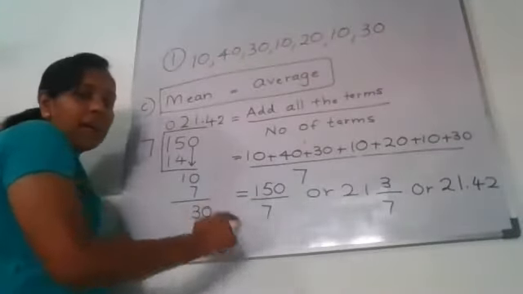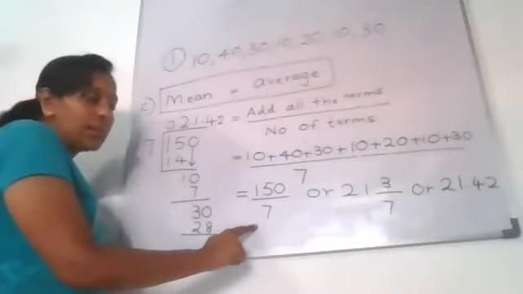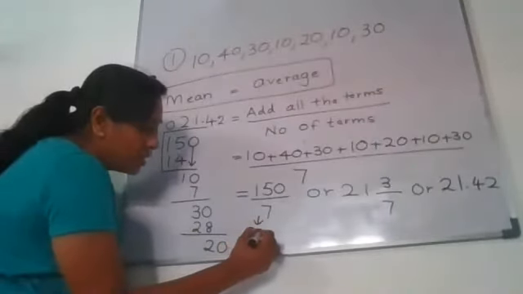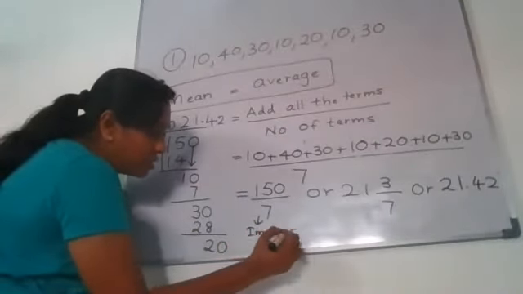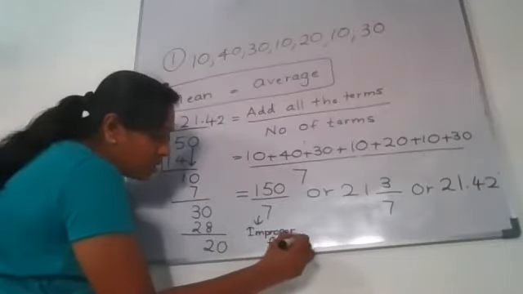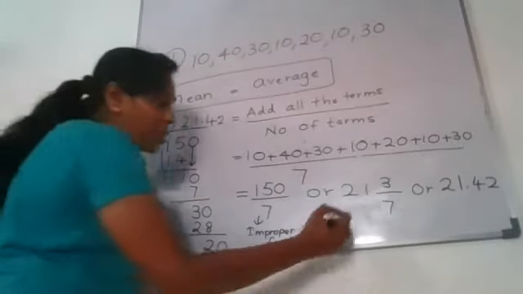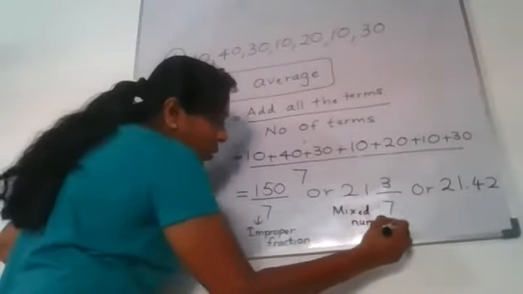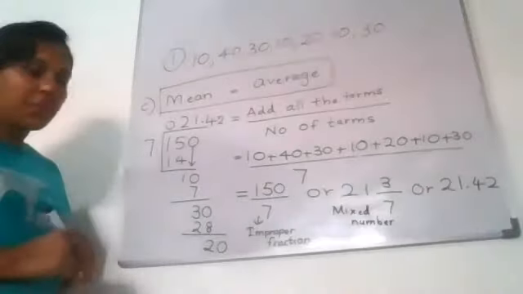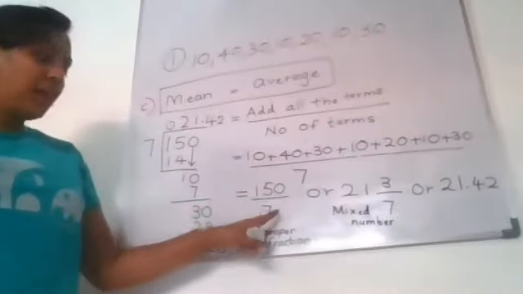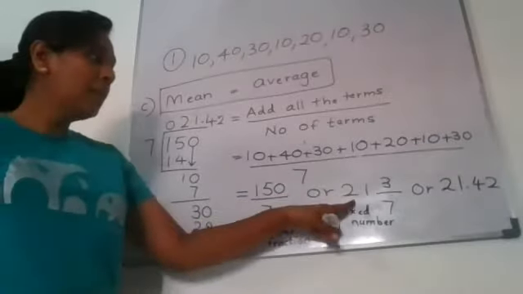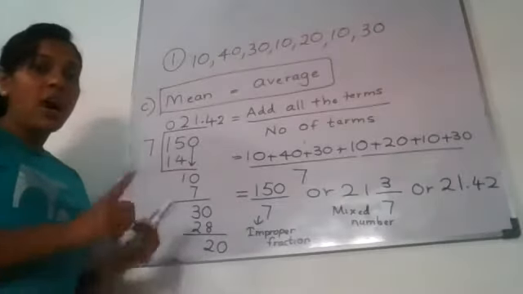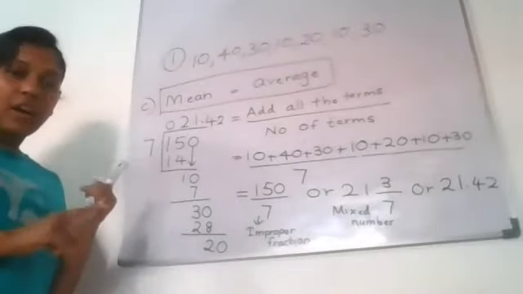If you want, you can write it as an improper fraction like this, or you can write it as a mixed number. So we call this the improper fraction. Or you can write the value as a decimal, right? So here 150 divided by 7, or 21 and 3 over 7, or 21.42, right?